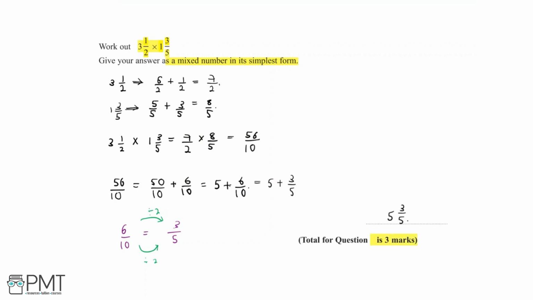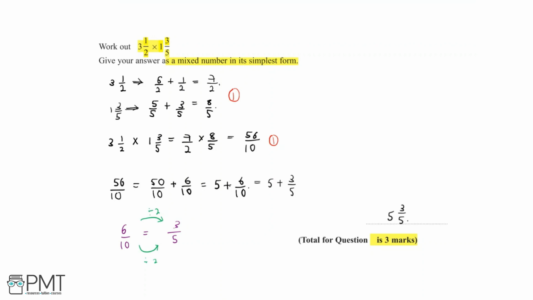Now this question is worth 3 marks. We get the first mark for converting our fractions in the question into improper fractions, and for finding that 3½ is equivalent to 7/2, and 1 3/5 is equivalent to 8/5. We get the second mark for multiplying these values together, and for finding that 7/2 multiplied by 8/5 will give us an answer of 56/10.